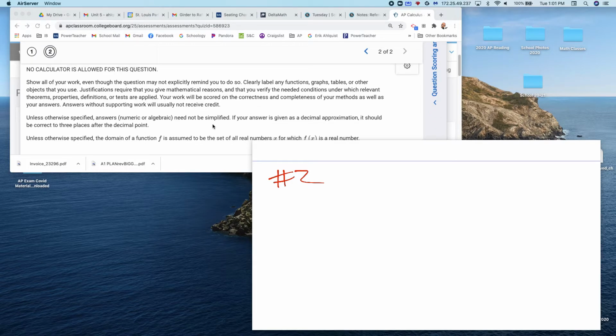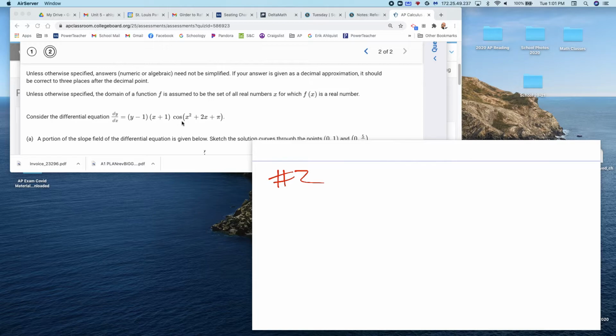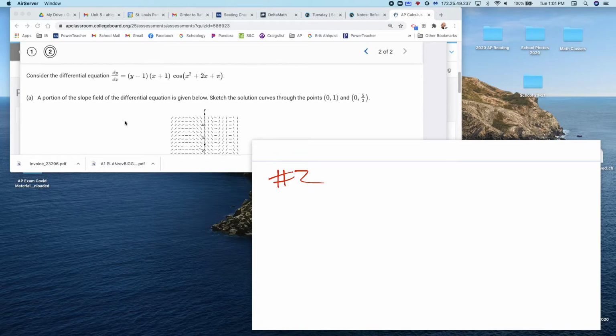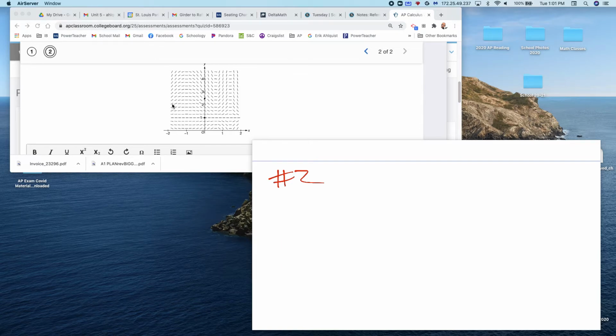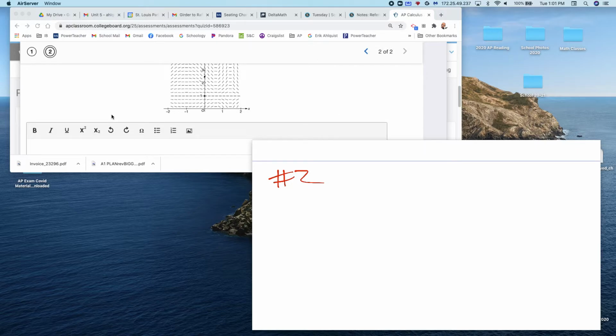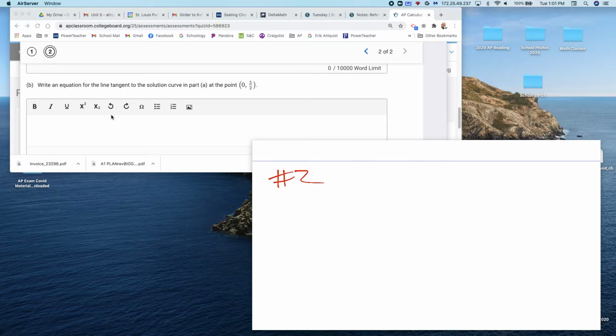Tells me, you can't use a calculator, yada, yada, yada. And it gives me this derivative and gives me a portion of this slope field. What it means is I just need to kind of generally follow through there. I'll let you look at the answer key. You should be able to do part A relatively easy. Part B is write the equation of the tangent line.